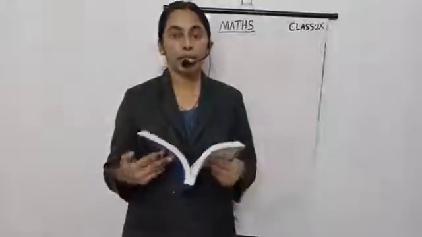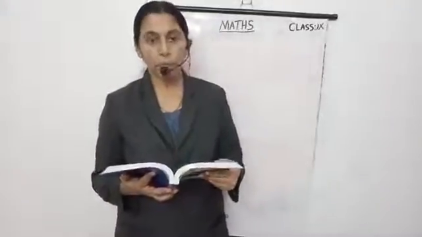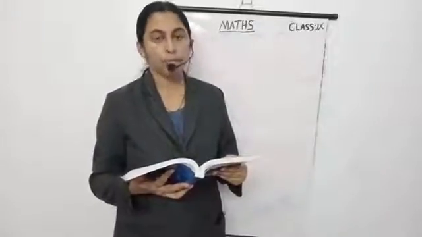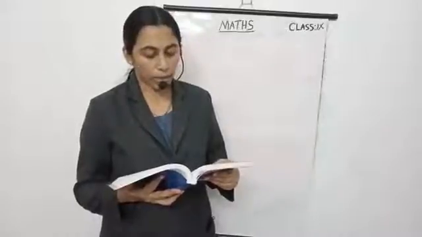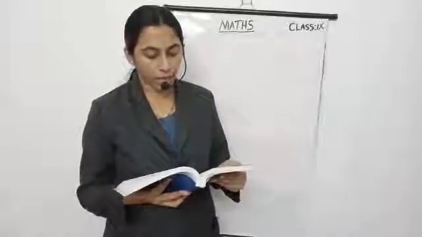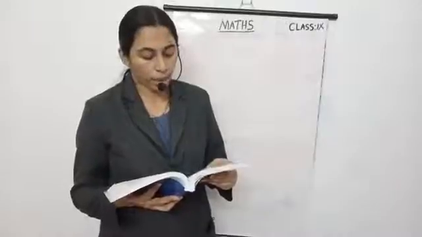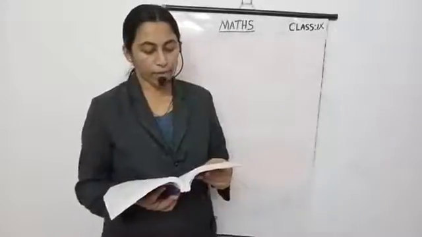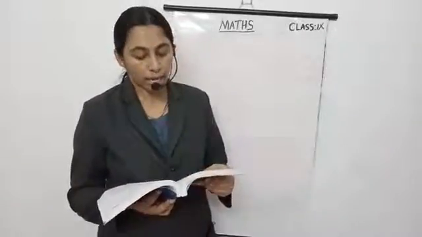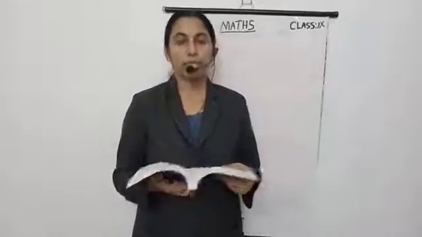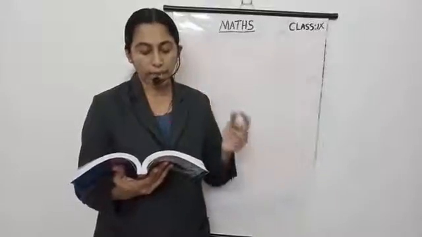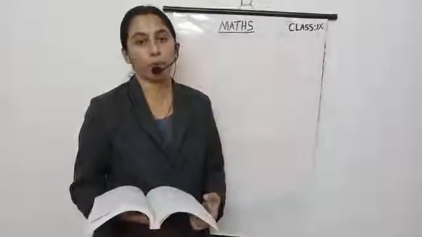Now take page 176, exercise 10.3, question number 1. Draw different pairs of circles. How many points does each pair have in common? What is the maximum number of common points? So we need to draw different pairs of circles, then count how many points each pair has in common. And also one more question, what is the maximum number of common points?